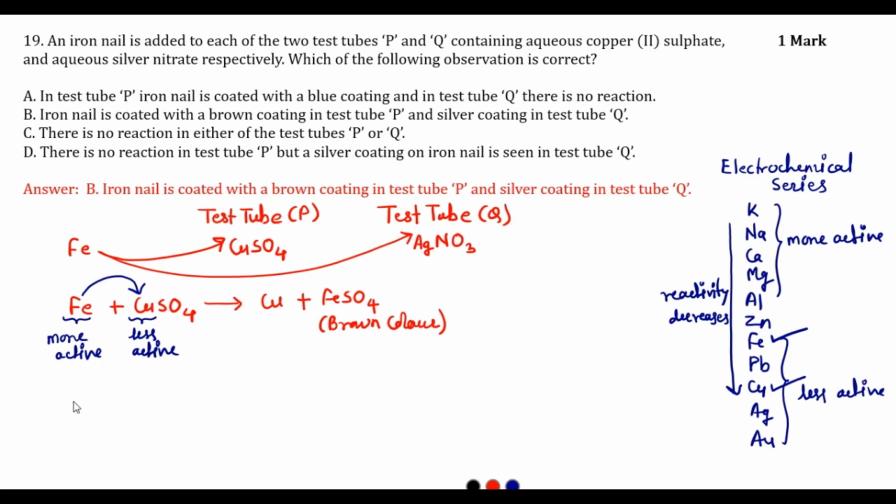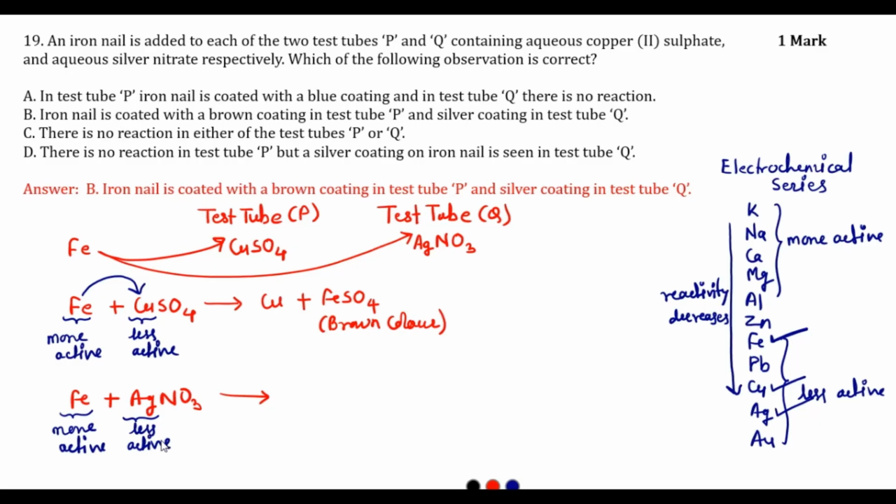Now we will see the second reaction. I will take iron and this is going to react with silver nitrate, so I will take AgNO3. Again we have to focus on the electrochemical series. Iron is up here and silver is further down, below copper also. So copper and silver both are less reactive, and silver is less reactive than copper also. So we write here: iron more active, and silver less active.